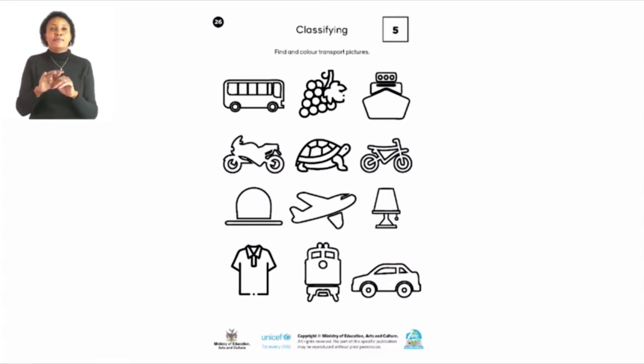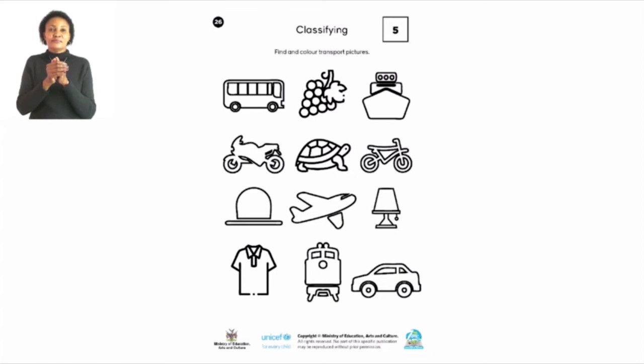Now, I will do the first two with you. In the first row, you will see a bus, grapes, and a stove. Which one do you think is the transport? Transport meaning a way of traveling when you are going to school or going back home or to town. How do you go? Do you walk or by what? Some people use the bus. So the bus is also a type of transport. Now you can color in the bus. Color in the bus.